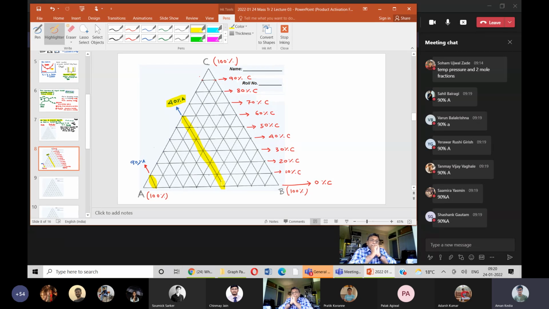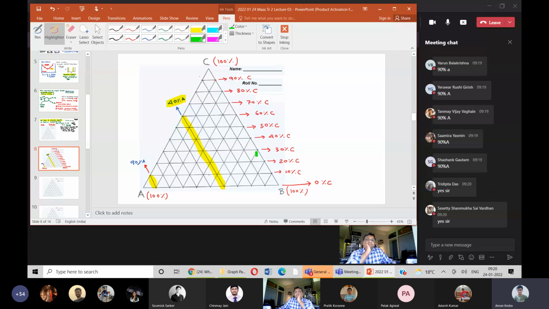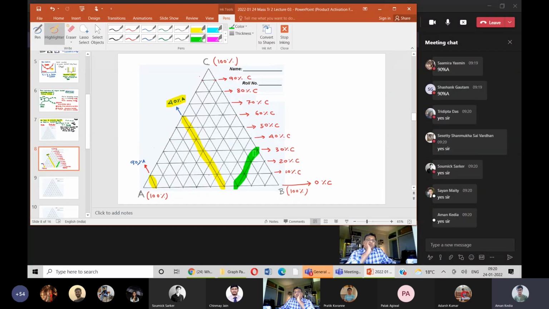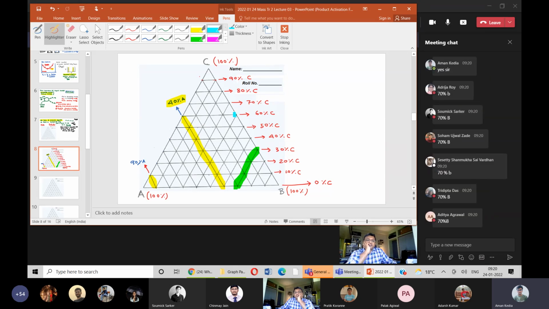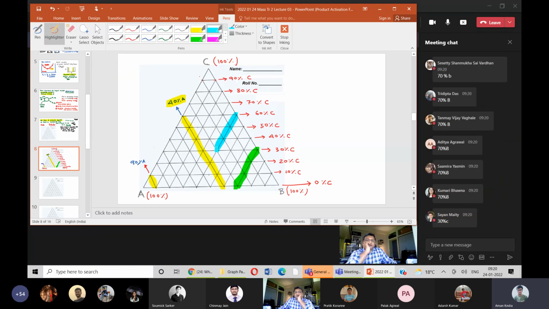Yes. The line that is highlighted is 40% A. And what about this line? What about this line? Shomik, perfect. Udrija, perfect. Vardhan, perfect. All of you have got it. Now, let us look into this line. What about this line?